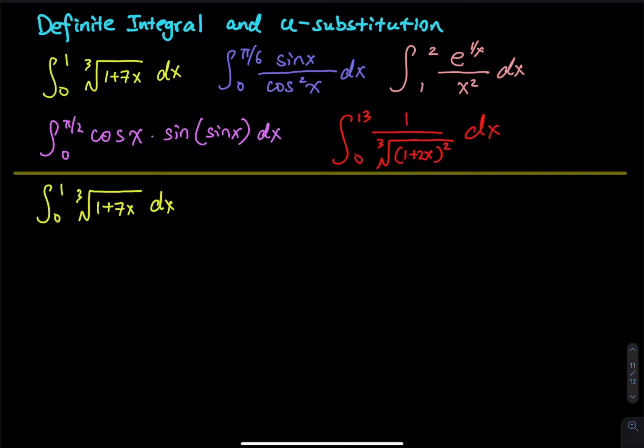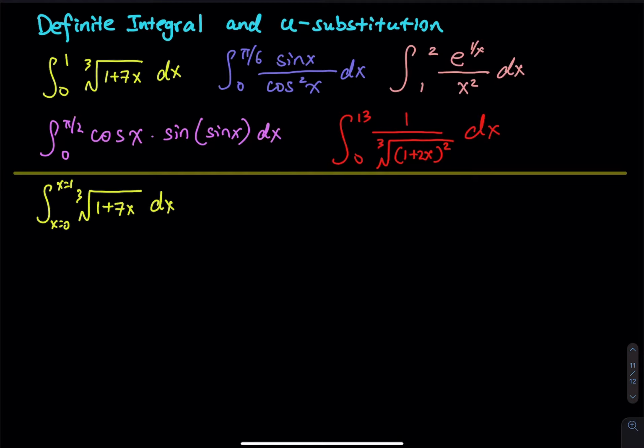We have 5 definite integrals using U-substitution. Let's get started. The first one is the integral from 0 to 1 of the cube root of 1 plus 7x dx. So for your reference, the 0 and 1 are x equals 1 and x equals 0, because that is dx, the 1 and 0.